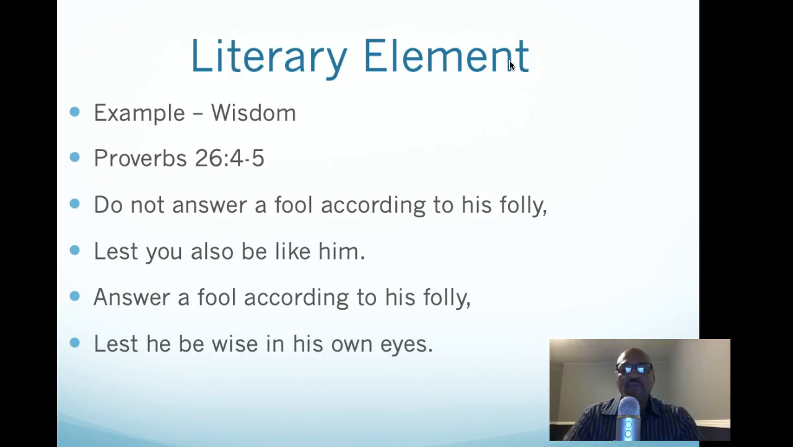Don't get confused with "do not answer a fool according to his folly, lest you also be like him," and "answer a fool according to his folly, lest he be wise in his own eyes." So he's saying don't answer him and then answer him, and you get kind of confused. But when you look at the wisdom part of this, the wisdom in here is telling you, listen, there's a time not to confront him. Now's not the time. But then there is a time to confront him, lest he think he's wise in his own eyes.